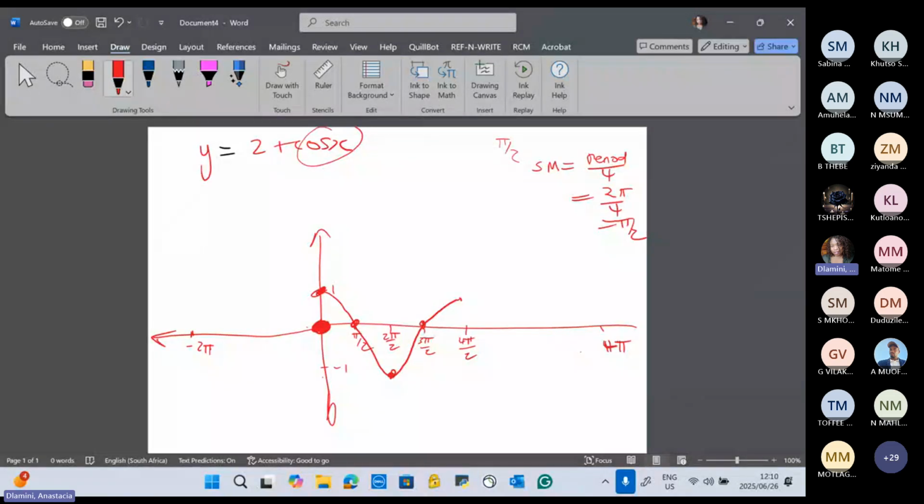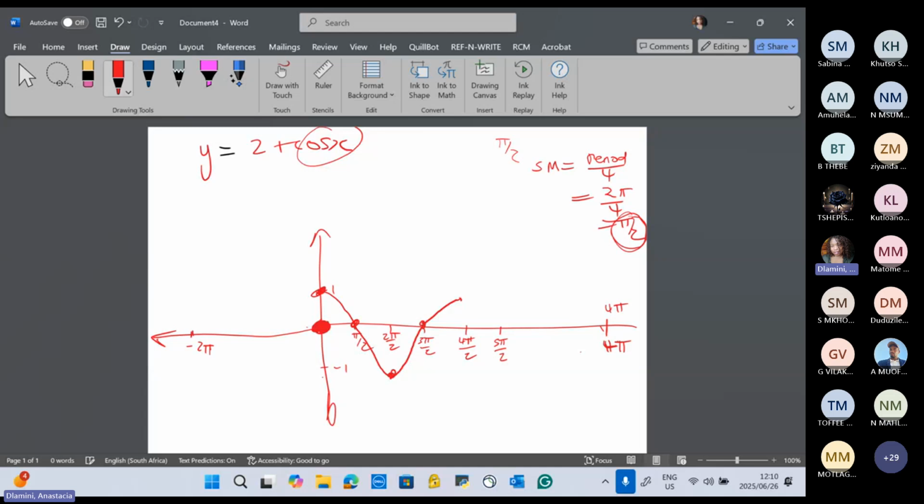Now, because they didn't say one complete period, meaning you can extend it. So here we know it's 2 pi. If you add 2 pi plus again this pi over 2, you get what? 5 pi over 2. You add again another pi until you get to 4 pi, because the last point here is 4 pi.